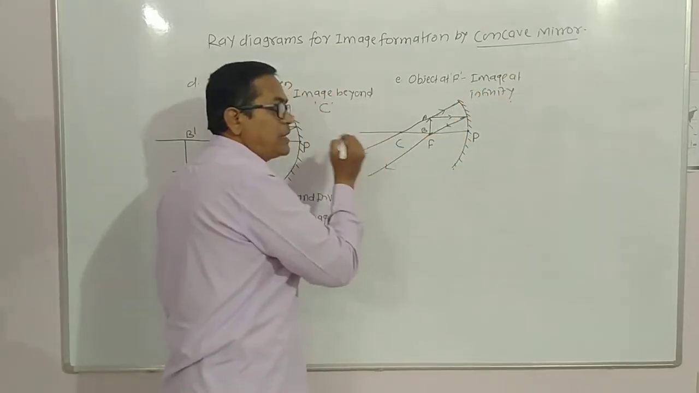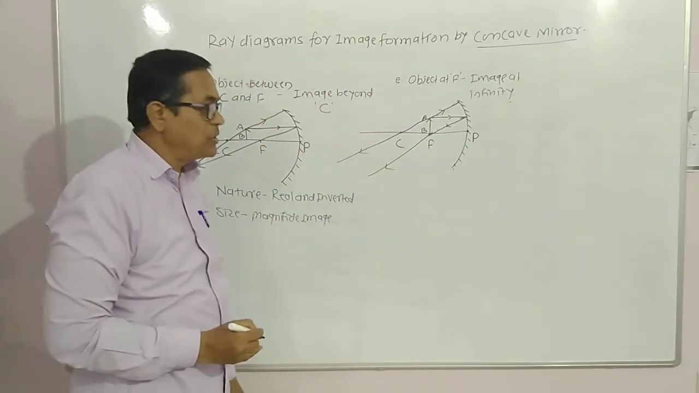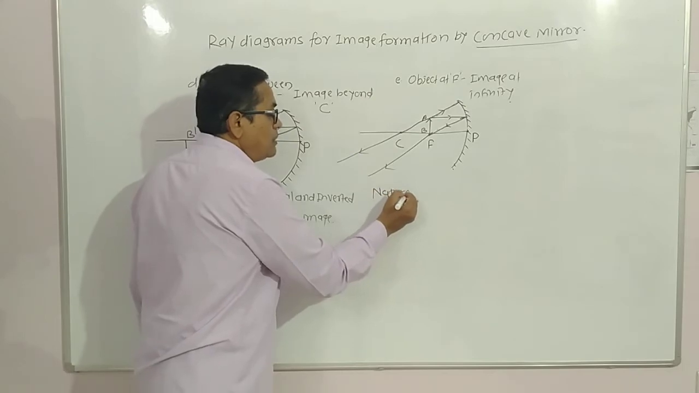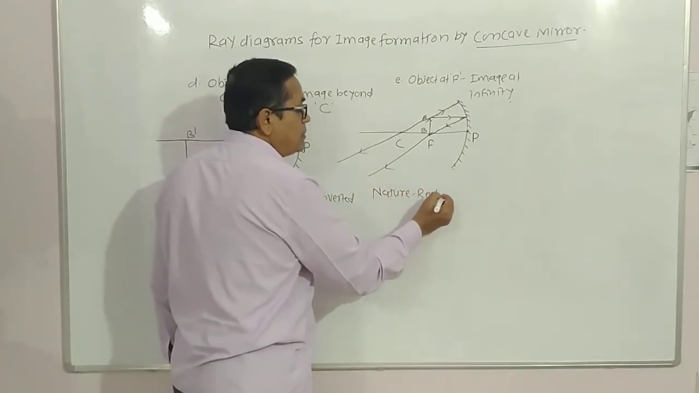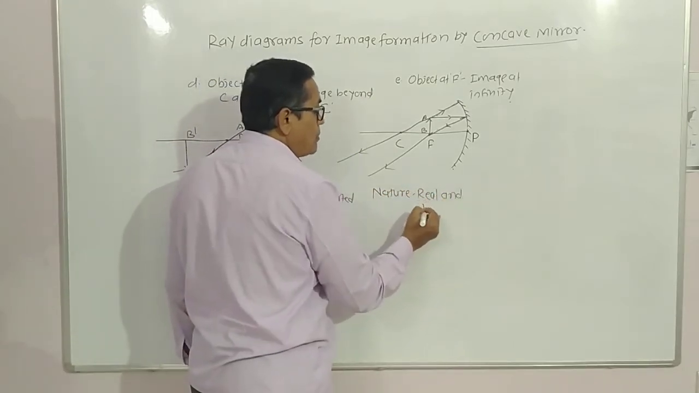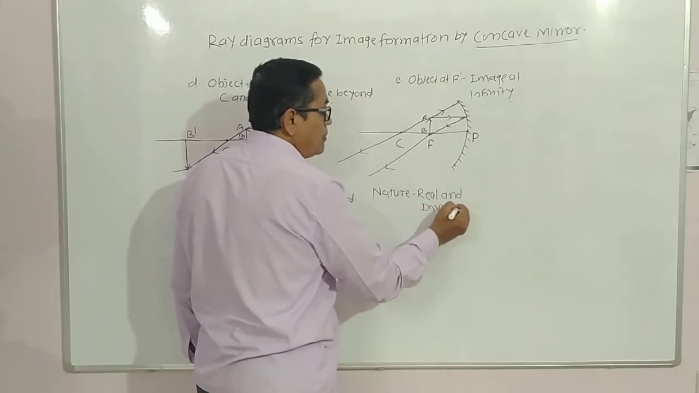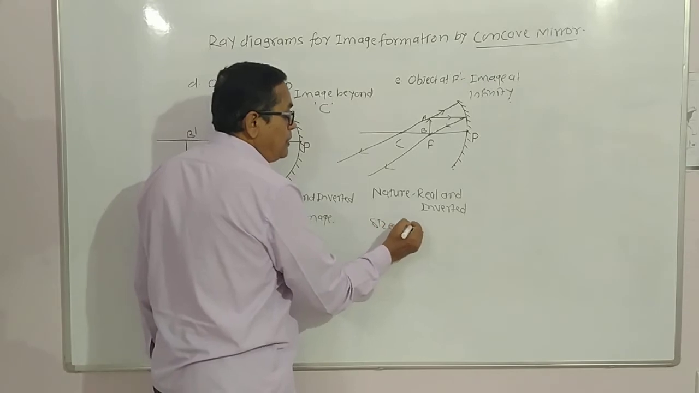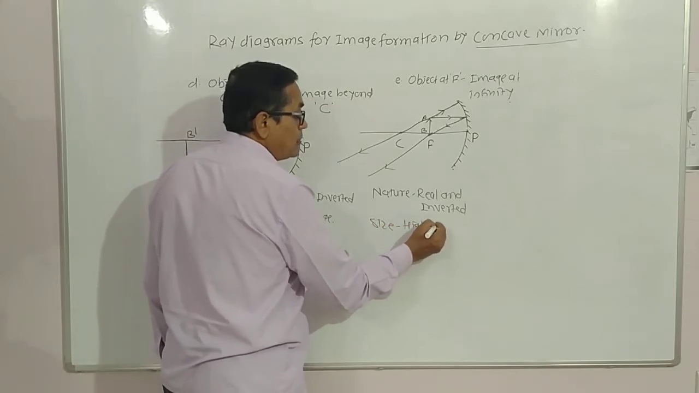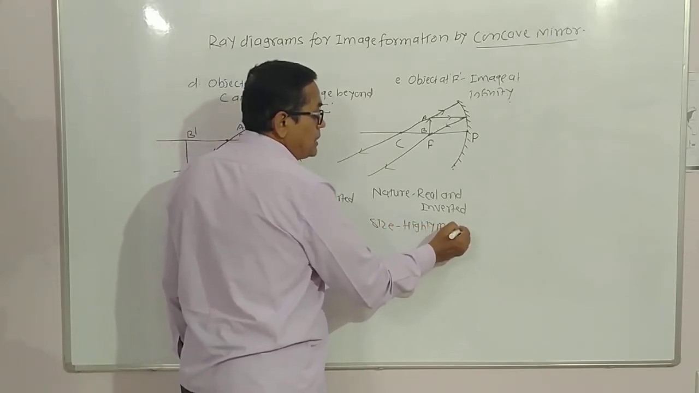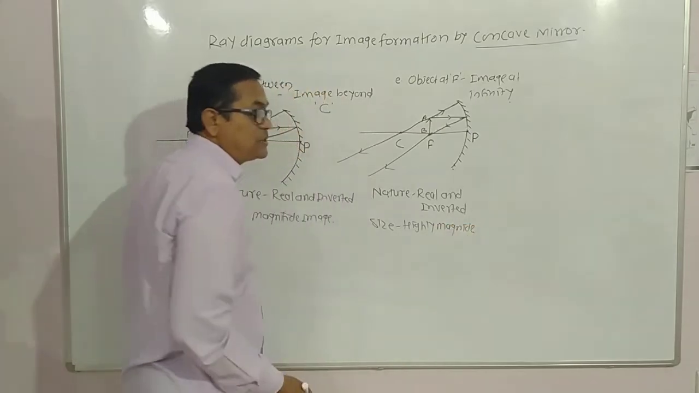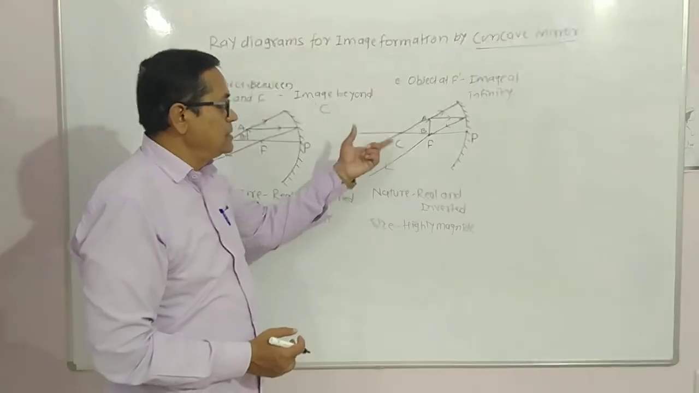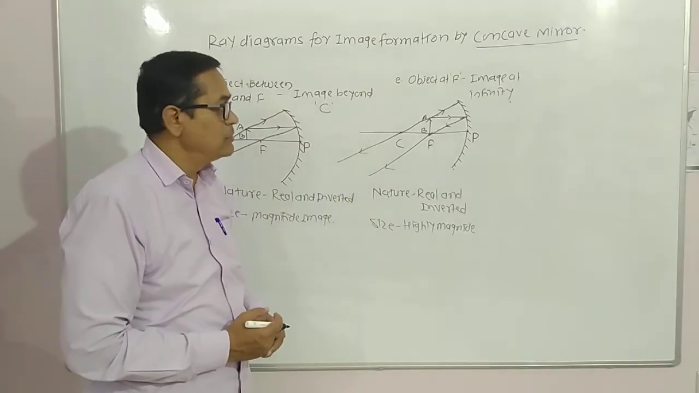because two reflected rays are parallel to each other. Then nature real and inverted, and size highly magnified. Size highly magnified means very big. It is very much larger than the object. That is diagram number 5.